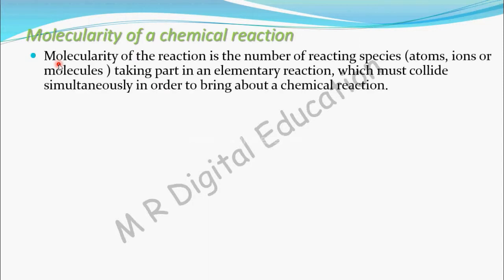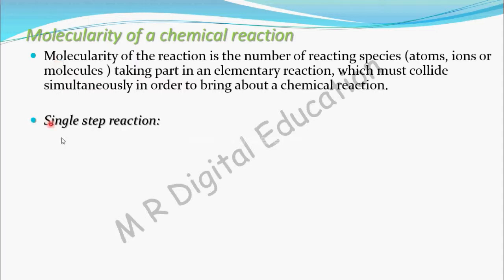Molecularity of the reaction is the number of reacting species. Reacting species may be atoms, ions, or molecules taking part in an elementary reaction, which must collide simultaneously in order to bring about a chemical reaction. To understand this, I will first explain what an elementary reaction is and what a multi-step reaction is. Then you will get a clear picture of this molecularity.